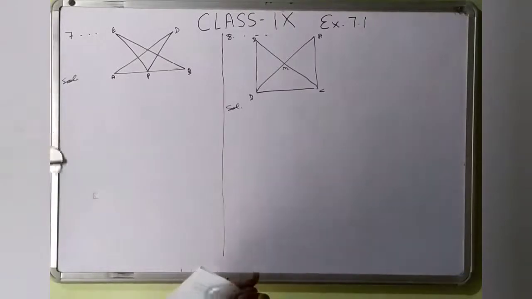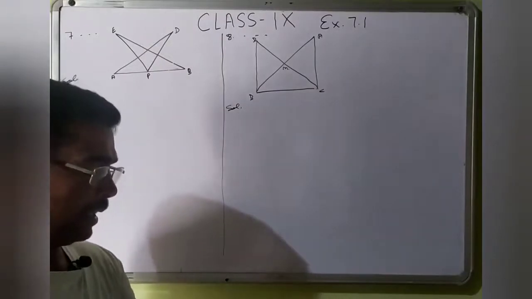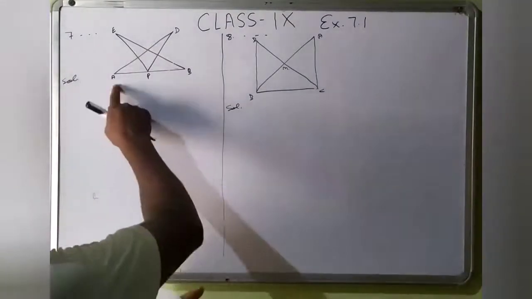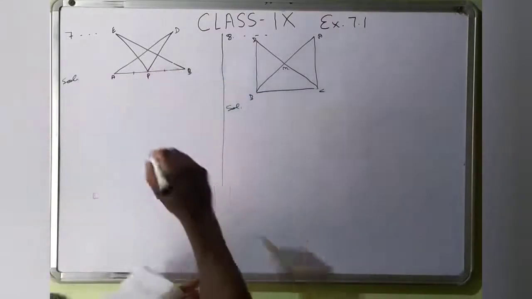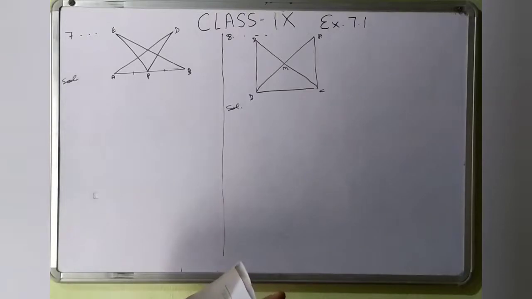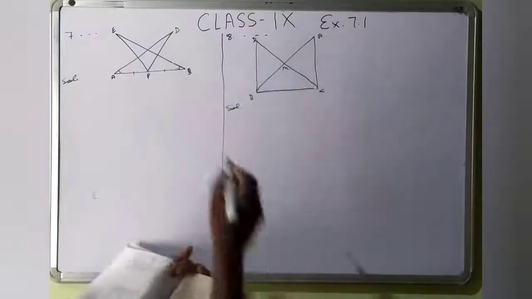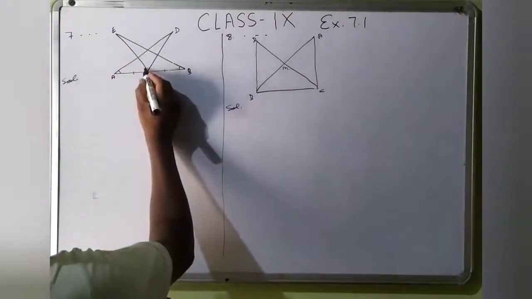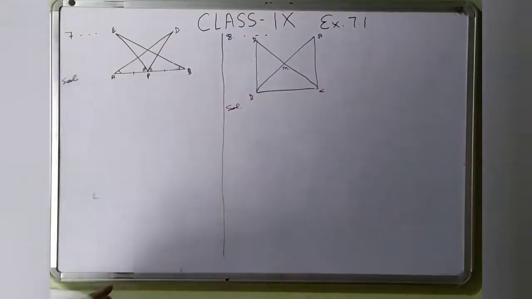Question number 7. AB is a line segment and P is its midpoint. Midpoint means this and this. AP is equal to BP. D and E are points on the same side of AB, right? That angle BAD, it means this angle and this angle are equal, and then this angle and this angle are equal.